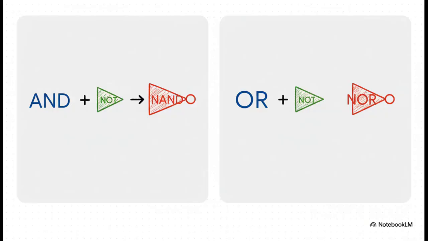All right, moving on to something really cool, the universal gates. Now, why are they called universal? Because you can literally build any other logic gate using only NAND gates or only NOR gates. That makes them these incredibly powerful, versatile building blocks. The names kind of give the game away here.